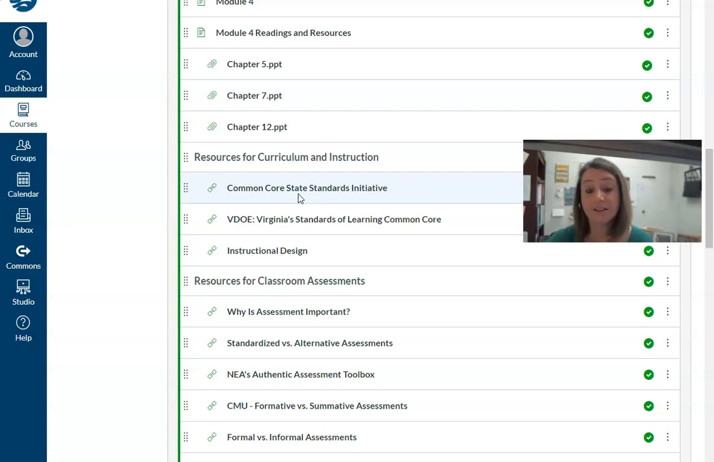And as a matter of fact, a lot of states who originally adopted the Common Core have now pulled back and are starting to re-examine. So Virginia does not use them. Instead, we use the standards of learning. And so I have that link for you because you are going to need to use standards in this module.